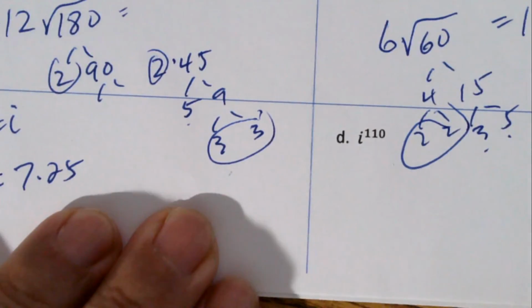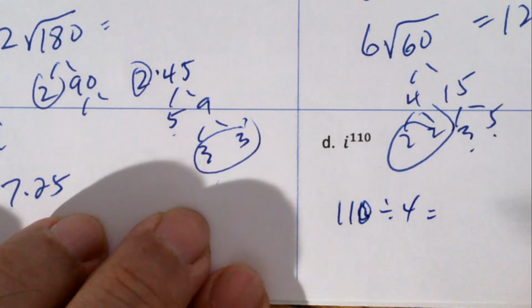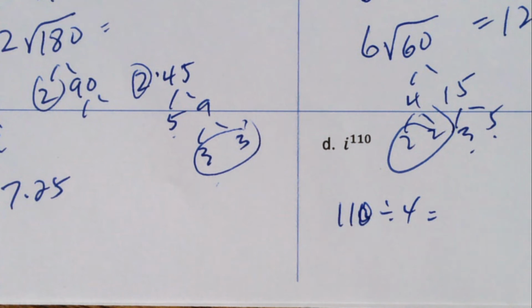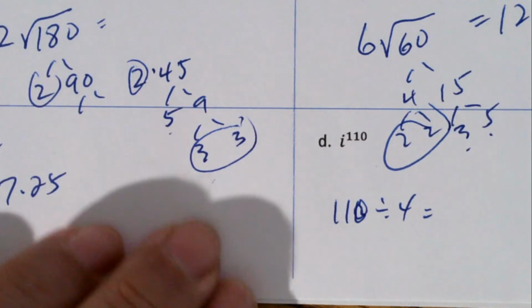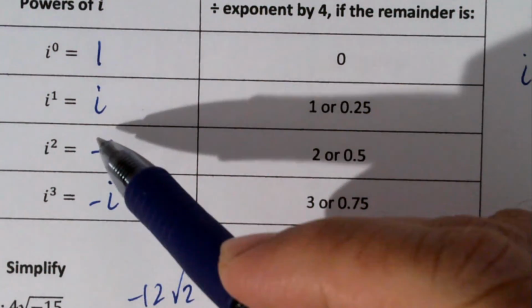So I to the 110. You take the 110, divide by 4. That's going to be what? I don't know what that is, so I'm getting the calculator. 110 divided by 4. And I get 27.5. I have a decimal 0.5. Look at the chart. 0.5 corresponds to negative 1.